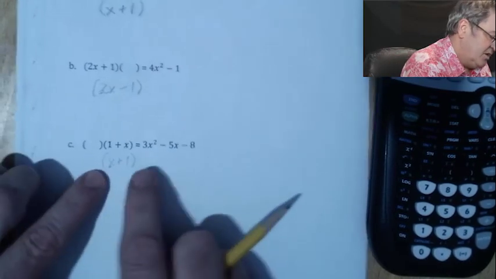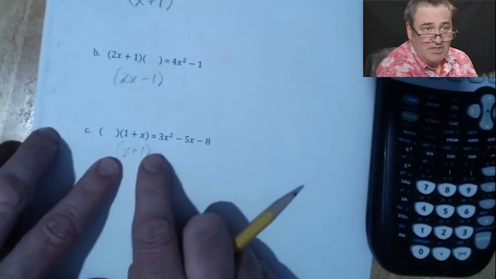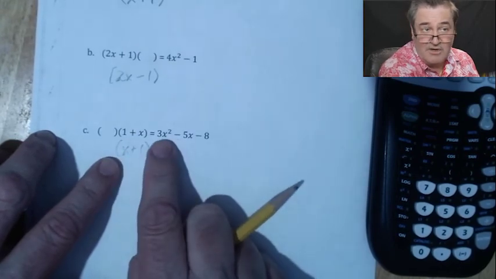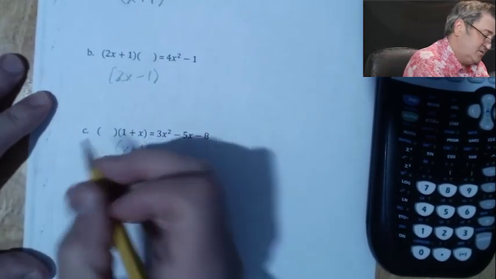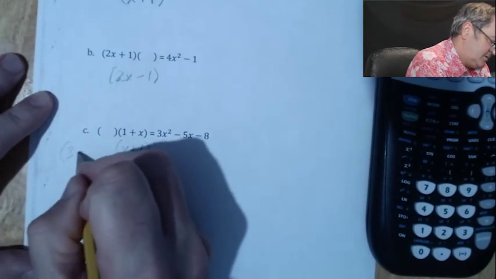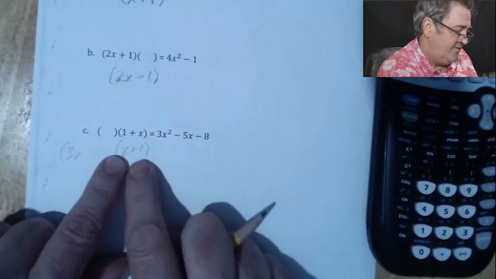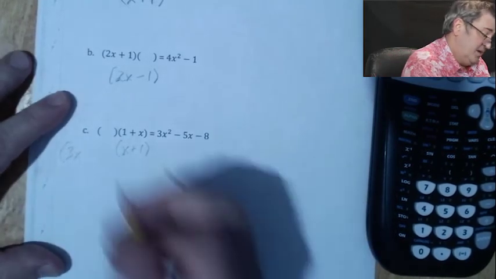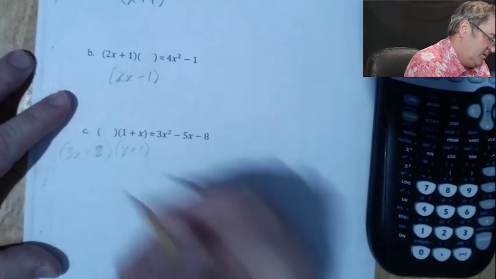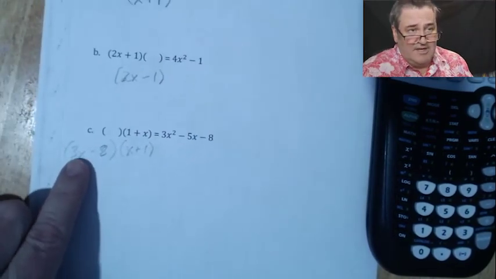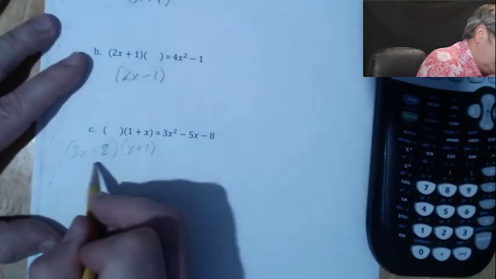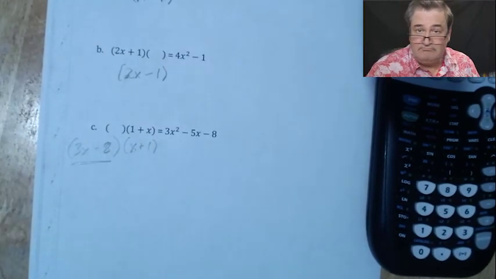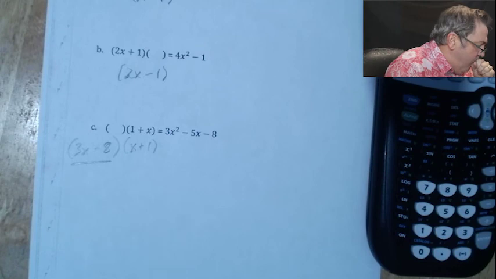x plus 1. So what do we need to multiply x by to get 3x squared? Well, obviously we need to multiply it by 3 and another x. So our other factor would be 3x. And we've got a plus 1, and we need a negative 8. So multiply 1 times negative 8. So the two factors would be 3x minus 8. That's our answer. That's what we're entering. Times x plus 1, which is what that was. Not so bad.